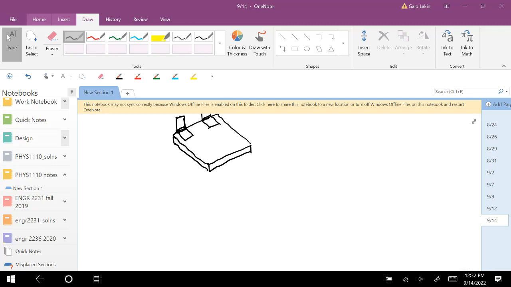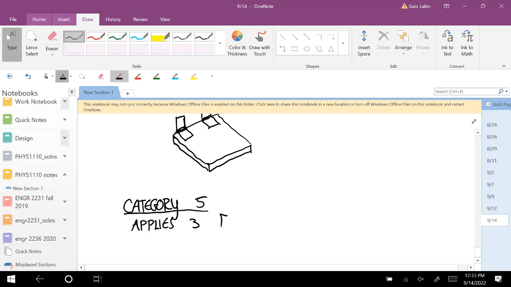Okay, now we're on to category 5, and this is just the same thing, a pin joint, but this time it does have thrust. So this applies 3 force components, or a force vector with an unknown direction.